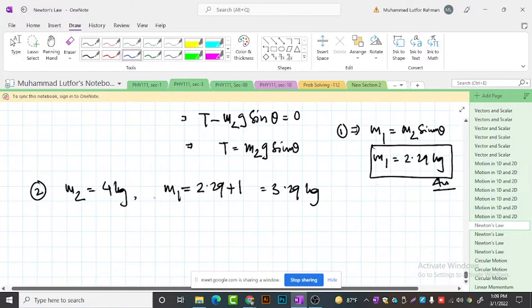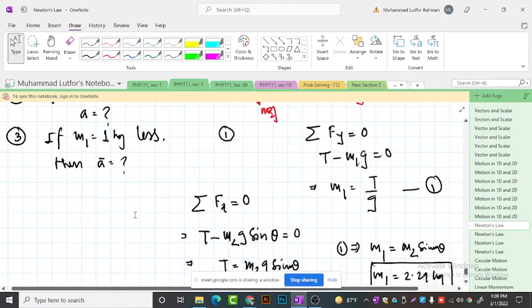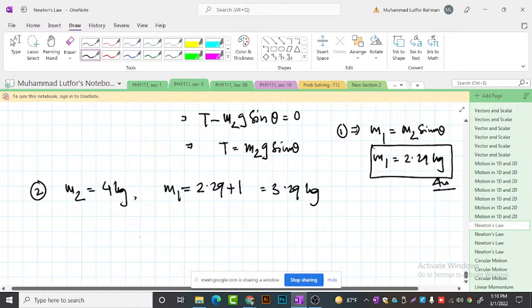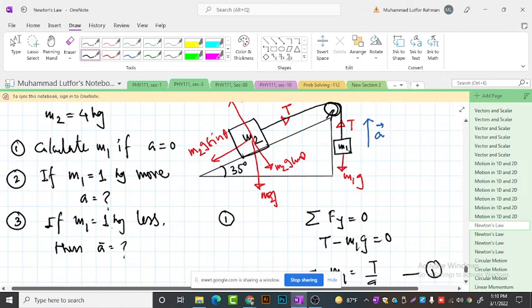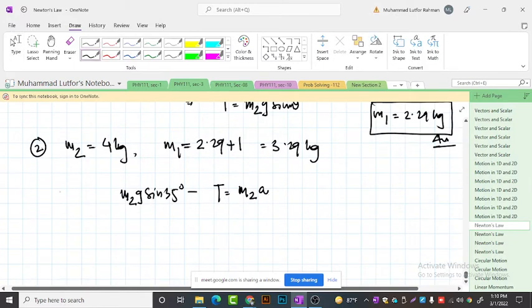Fine. Since I consider that M2 will move downward, this M2g sin θ must be greater than the tension t. It has to be, otherwise it cannot move in the downward direction. So I will apply Newton's second law separately for the M2 body and the M1 body. For M2, I'll write M2g sin 35 minus t must be equal to M2a. This is for body 2.